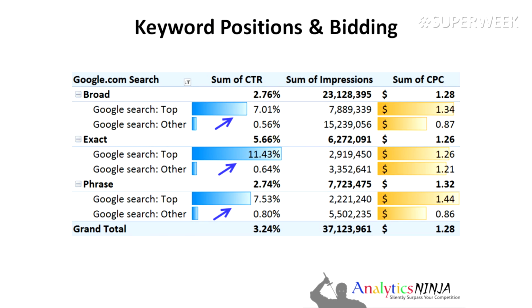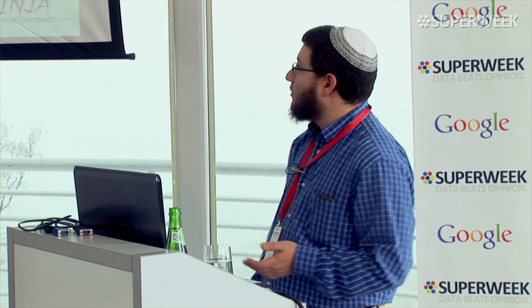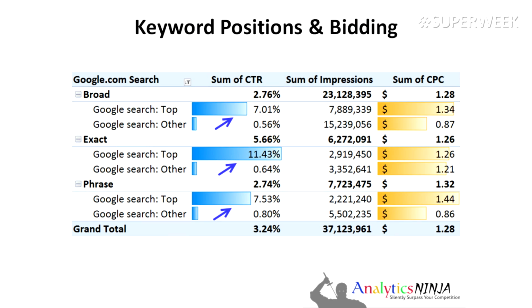Positions and bidding, more information about how to optimize your keywords. This is my own study. It's not a scientific study. It's just I had access to a decent amount of data, 37 million impressions on Google.com. And you can see that if you're above the search results, your CTRs for a lot of these terms are much, much higher. Obviously, you have to segment branded versus non-branded, but even for non-branded keywords, it's about 10 or 20 times the CTR if you push yourself up to the top.